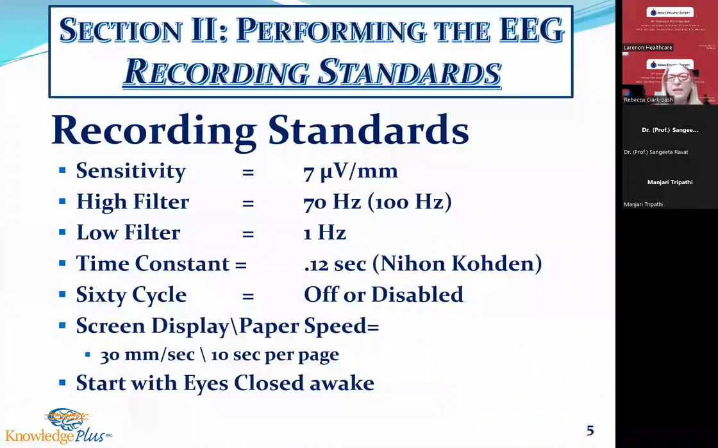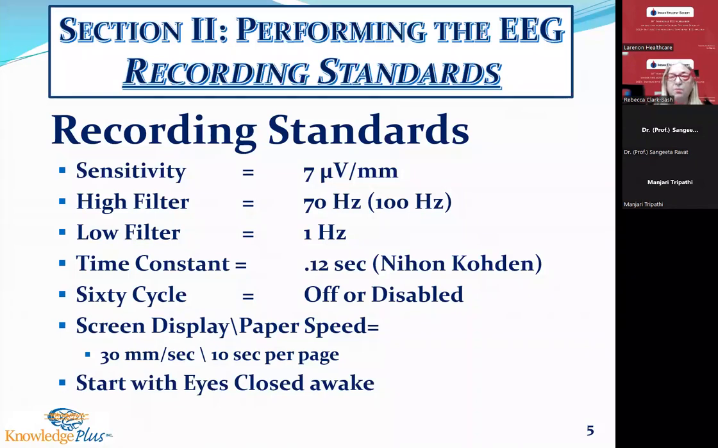When we start our EEG, the default sensitivity is 7 microvolts per millimeter. Of course, that's variable. For young children, maybe you have to turn it down a little bit to 10 or 15 microvolts per millimeter. For older people, alcoholics, type A personalities like me, we have a very flat posterior dominant rhythm, so you might have to turn that up.